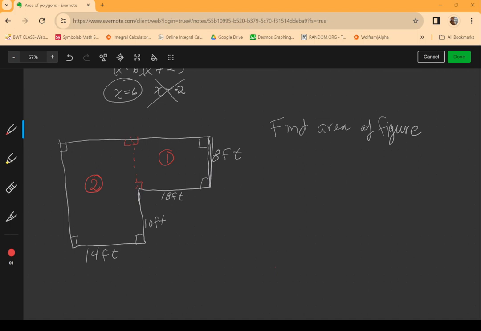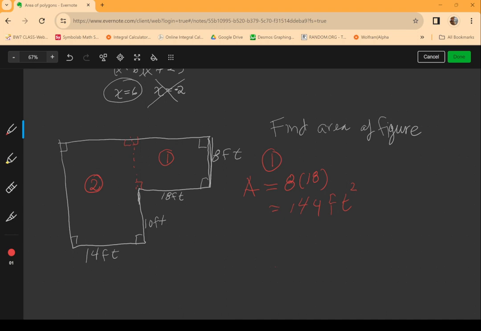So looking at this, for rectangle 1, length and width, that one's straightforward, right? 8 times 18. 8 times 8 is 64, 8 times 10 is 80, plus 64, so we get 144. Watch the units here. So this is going to be feet squared. Units are important, so we're going to make sure that we write the units in all of our problems.